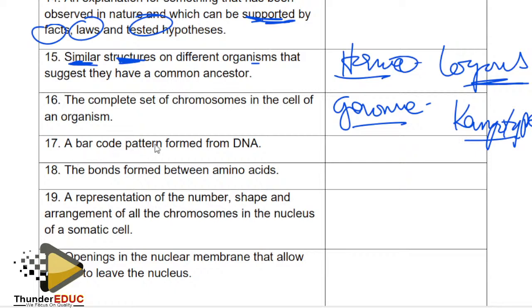A barcode pattern formed from DNA is a DNA profile. Then the bond formed between two amino acids. Guys, this bond is called a peptide bond. Please take note of this. We don't have what you call a polypeptide bond. It's a peptide bond. If there are many bonds, we call them peptide bonds. We only add the word polypeptide if we are talking about a chain. So it's polypeptide chain, peptide bond.